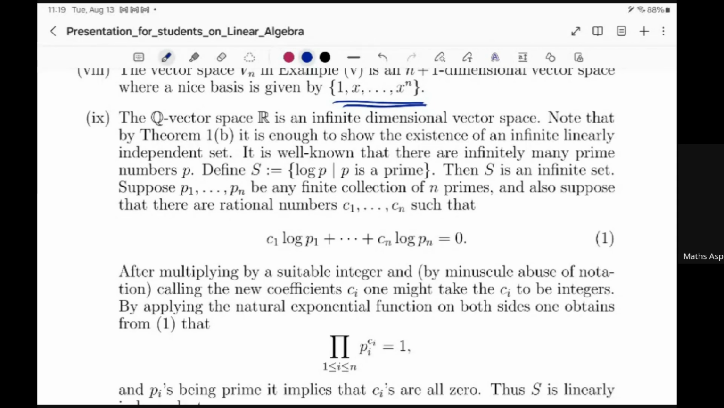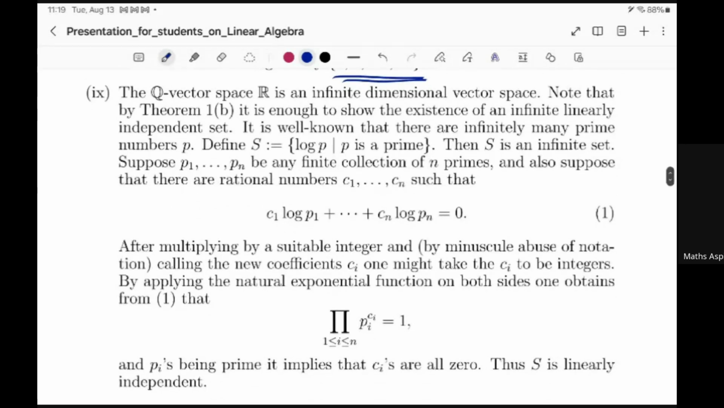We pick n primes, n being some positive integer, p1 through pn, and also suppose that there are rational numbers c1 through cn, such that this equality holds. And if I can show that these ci guys are equal to 0, then we should be done. That would prove that S is linearly independent. Now, how would we do that? Well, first of all, you see that these CIs, what are these CIs?